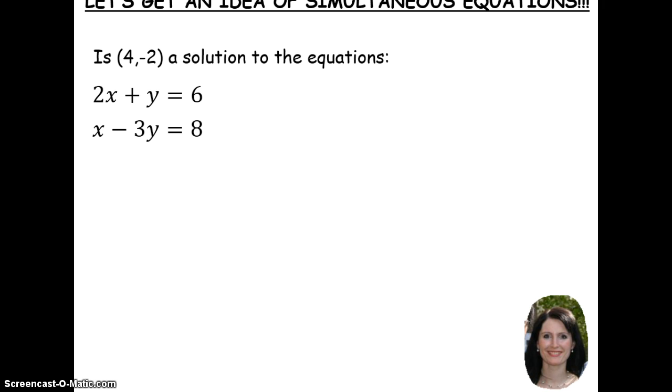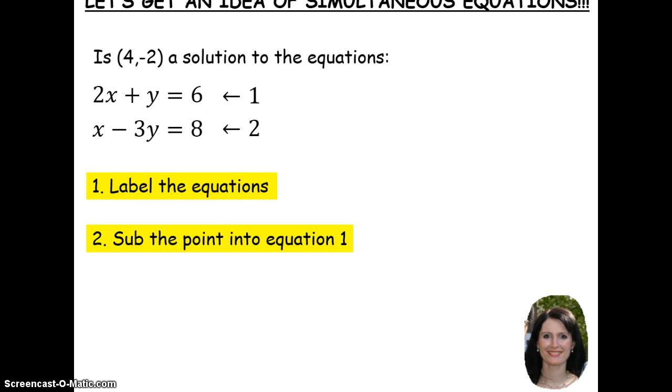One thing that we want to be able to do is to determine whether a point is a solution of a pair of equations. They give us a point 4, -2, and they're asking us, is it a solution to 2x plus y equals 6 and x minus 3y equals 8? The first thing to do is to label the equations. This one I'll call 1 and this one I'll call 2. I'm going to sub the point into equation 1. So 2 times 4 plus -2 equals 6. 8 minus 2 equals 6. Yes, that is correct. So that is a point which lies on 2x plus y equals 6.